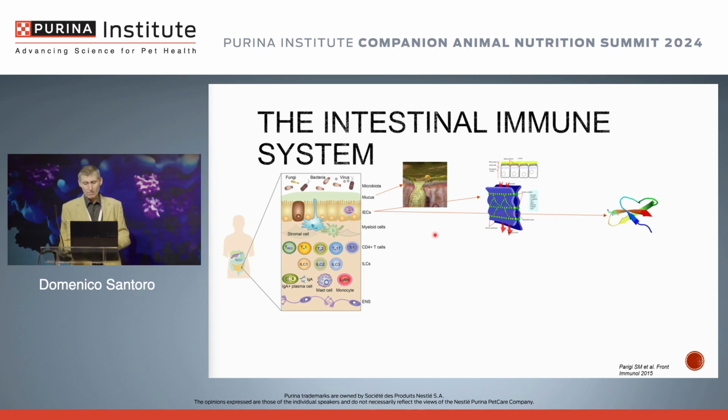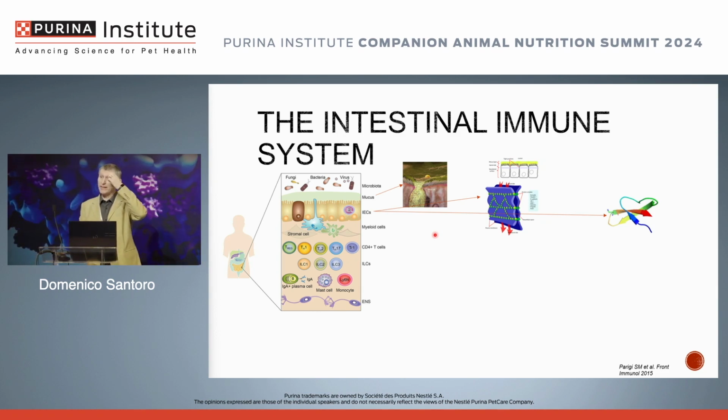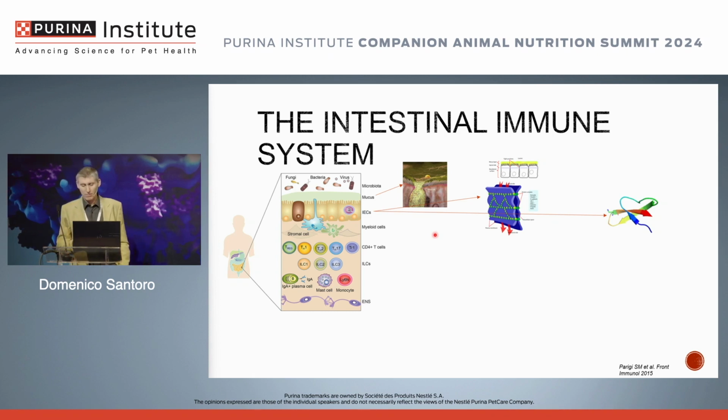And we showed a long time ago that the same host defense peptides that we find in the skin, we are able to find in the GI of healthy dogs. We're talking about beta-defensin and cathelicidin, which are the same that Dr. Homan presented in the skin.